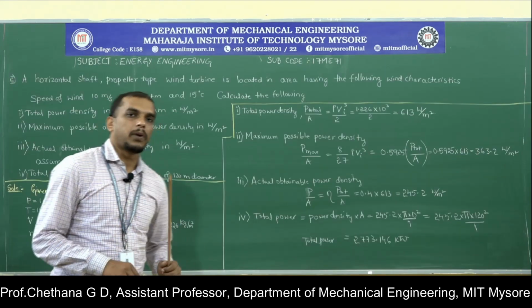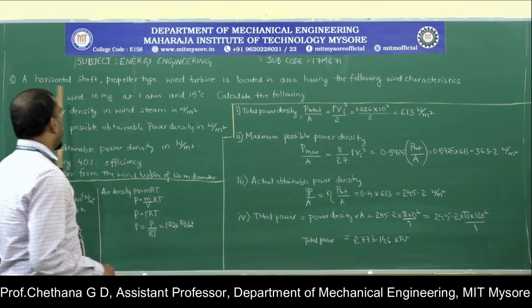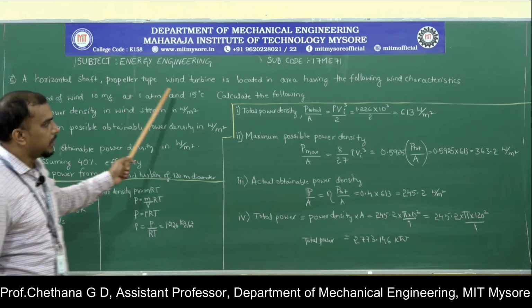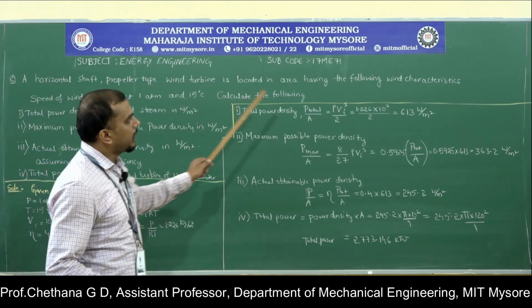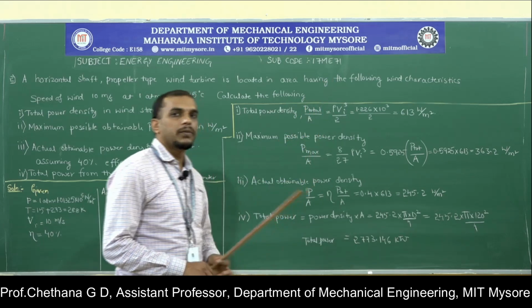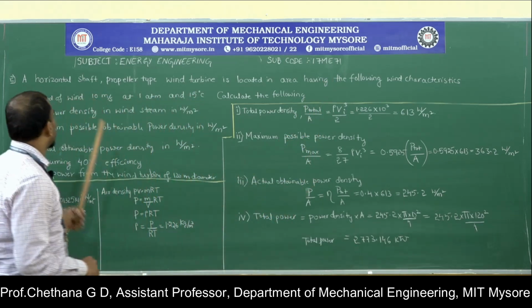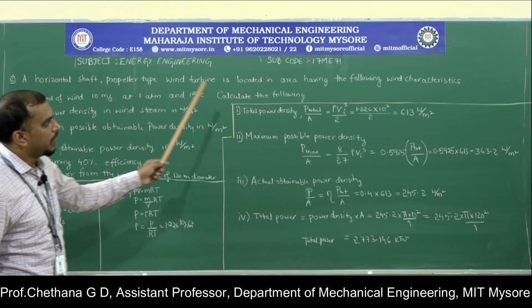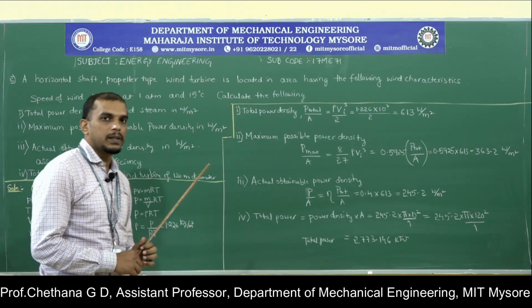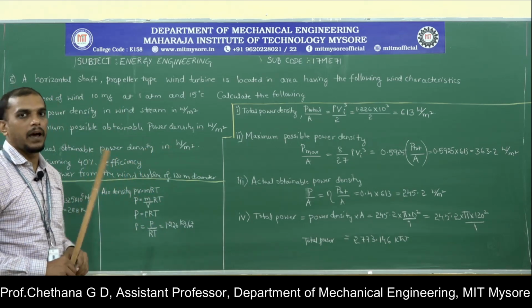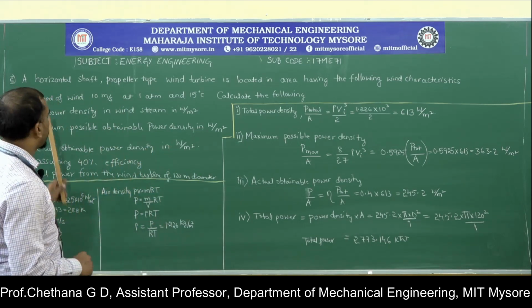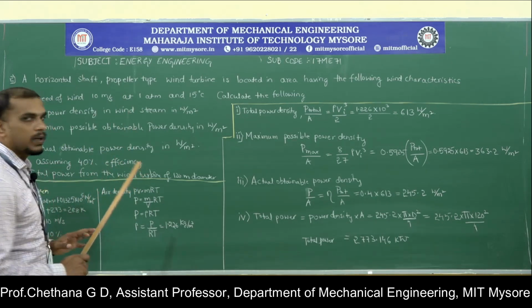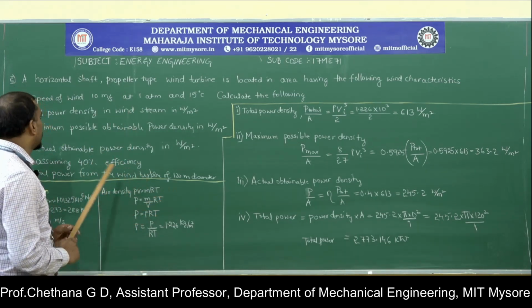Let us solve the problem number 2. A horizontal shaft propeller type wind turbine is located in area having the following wind characteristics. So this doesn't matter much to us. We want the characteristics of the wind, because all the formulas which we have with us don't take into account whether it is a horizontal or vertical axis turbine. So this is the limitation of our subject itself.